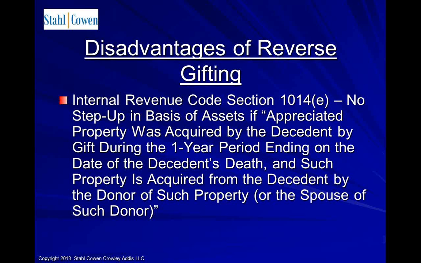Now, the more interesting aspect of this, because of course as planners we look at code sections and try to drill holes in them if we're able to, is the notion here of the language at the end that refers to the property being acquired from the decedent by the donor of such property or the spouse of such donor. So clearly the child's wife or husband would not work for 1014E. But what if the child transferred the asset to a brother or sister? Or what if the 50-year-old had a child and the grandchild transferred the property? 1014E, the language of it, obviously very limited authority interpreting this provision when you look at it. Would that be a way to get around 1014E?